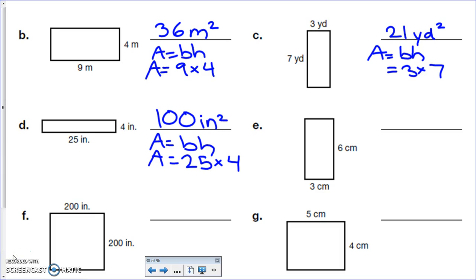For E, we have area equals base times height, so we have 3 times 6. Then we know 3 times 6 is 18, so we get 18 centimeters squared for our area.